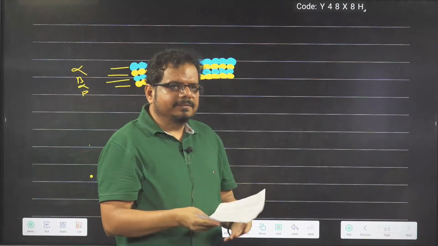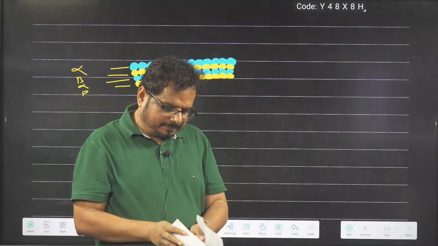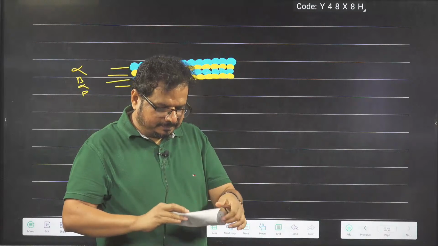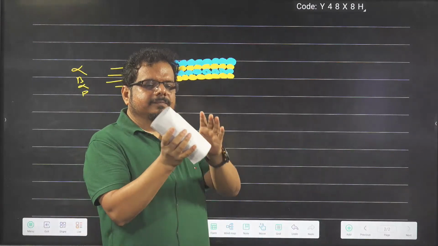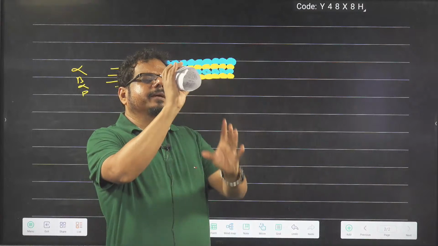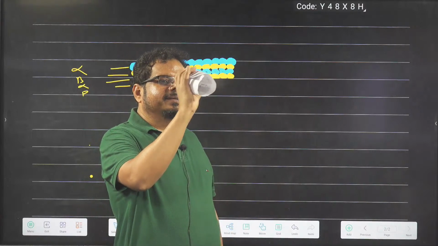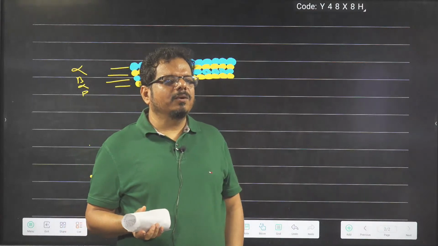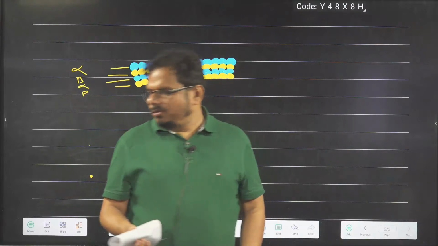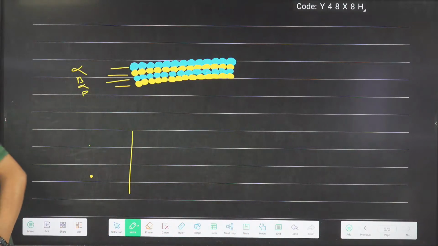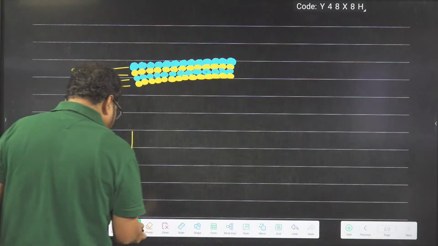Now you fold it. It becomes a tube. You got the idea? Understand the idea? So how these proteins are making a tube-like structure, you got the idea? So now, usually it is made up of 13 protofilament.